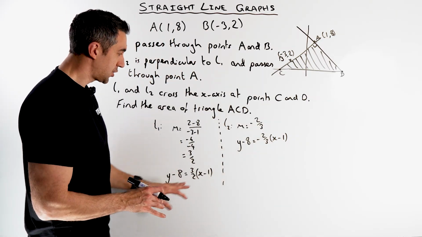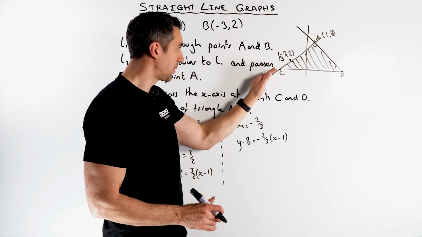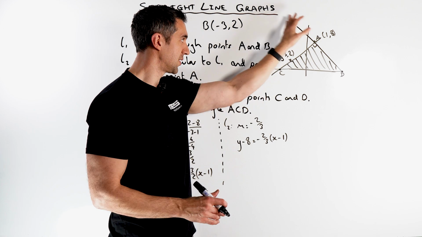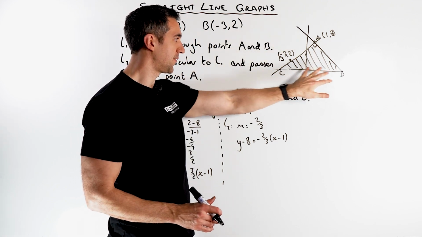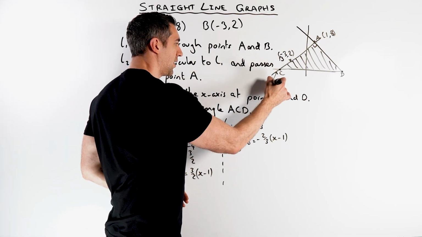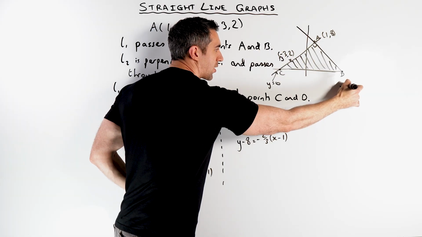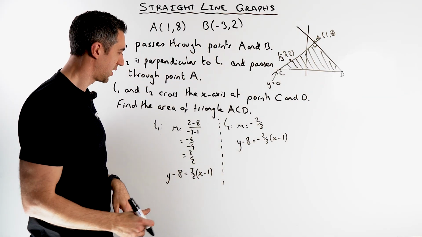So we now have the two equations for our lines. We have L1, we have L2. So we know on our diagram up here, that's L1. We have an equation. That's L2. We have an equation. We want to find out points C and D. So we already identified that at both of those points here, we know y would equal 0. So we can use our equations to find out what those values would be.